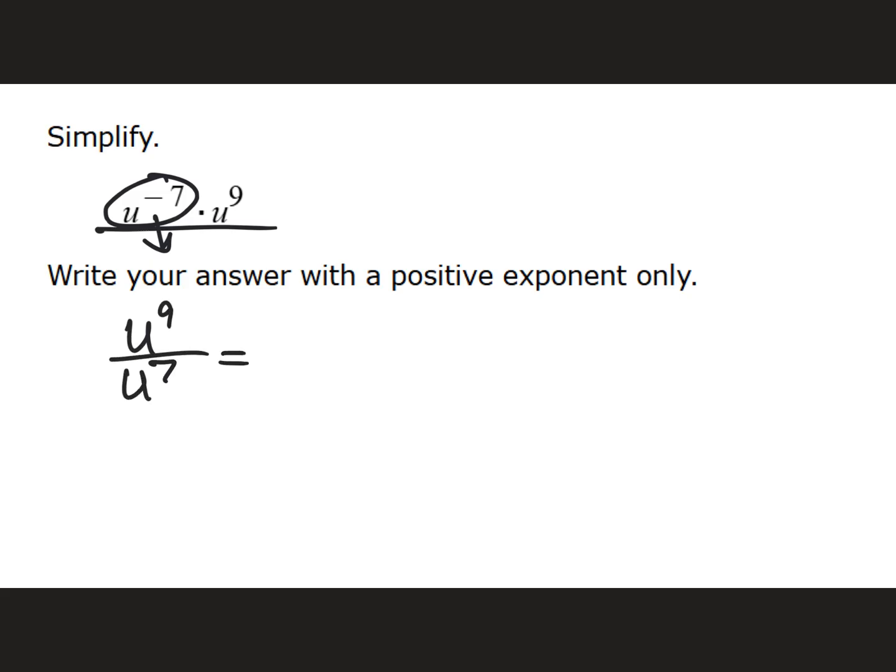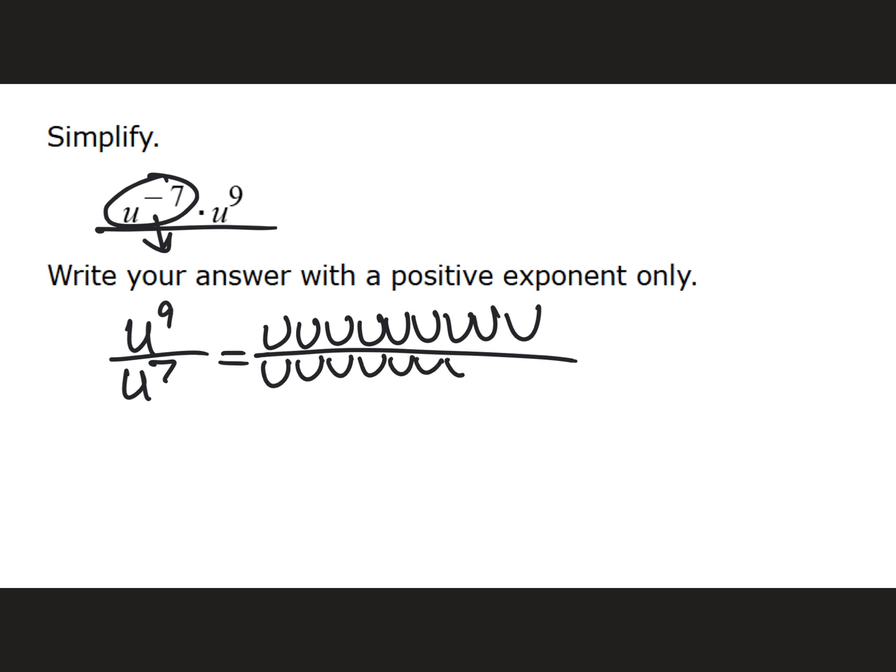And then if you don't know the rule, you can expand it out. So there's 9 of these and 7 of these. Cancel out things that are like on the top and bottom. And I have 2 u's left. I don't need to put a 1 on the bottom. That's not necessary. And so I have u to the power of 2 as my final answer.